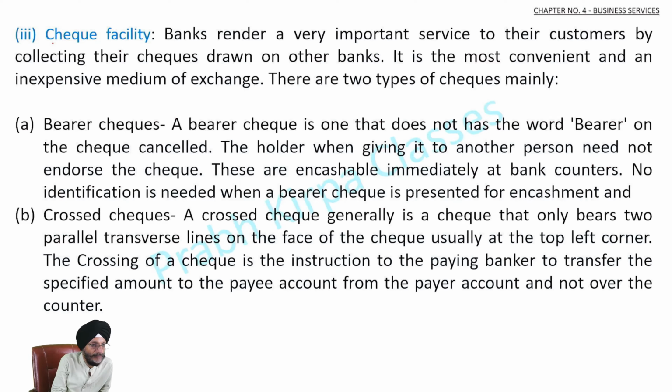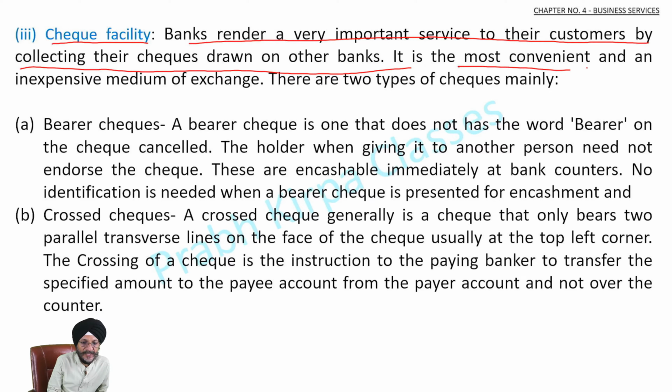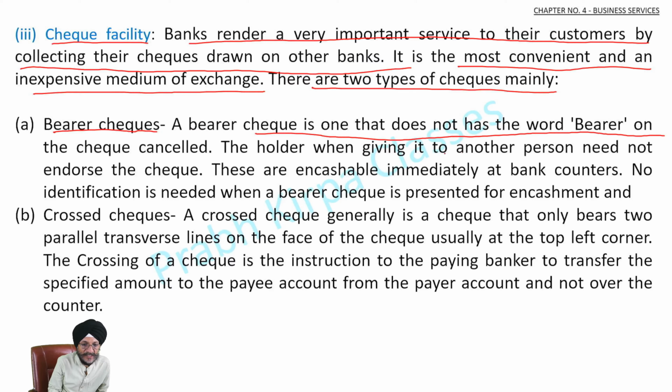Next type of facility is the check facility, which is provided by the banks. Banks render a very important service to the customers by collecting their checks drawn on other banks. It is the most convenient and inexpensive medium of exchange. There are two types of checks, mainly. First, the bearer check. What is a bearer check? A bearer check is one on which the word bearer is not cancelled.